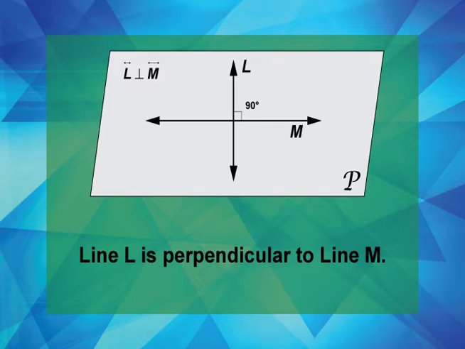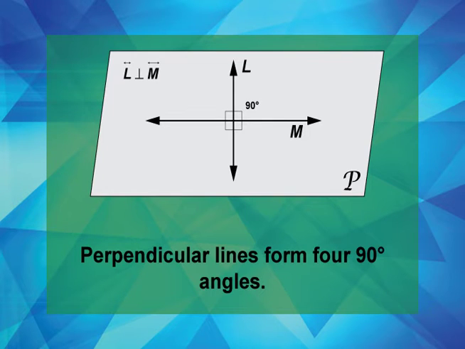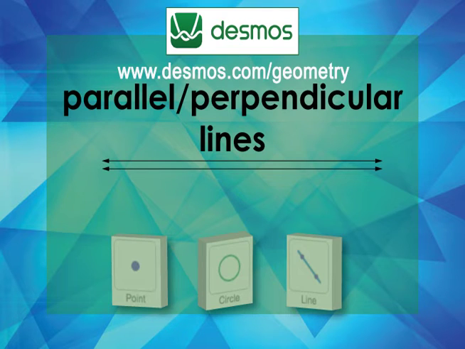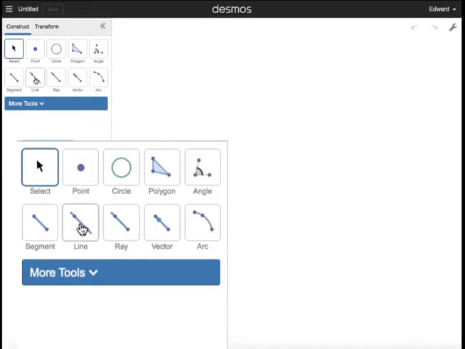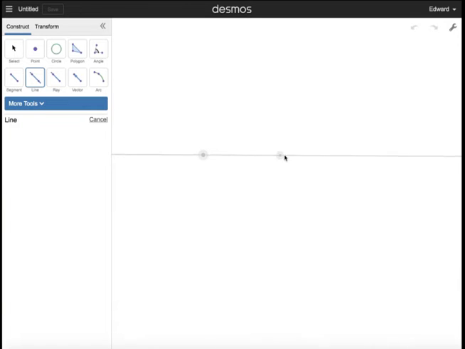Perpendicular lines form a right angle, or an angle of 90 degrees. In fact, perpendicular lines form four right angles. Let's use the Desmos tools to construct parallel and perpendicular lines. From the geometry window, click on the line tool. Construct line AB and point C as shown here.